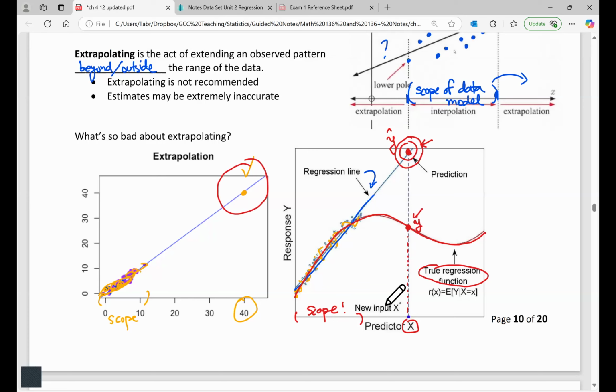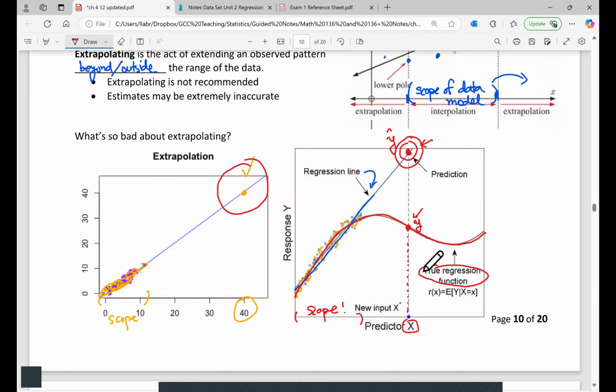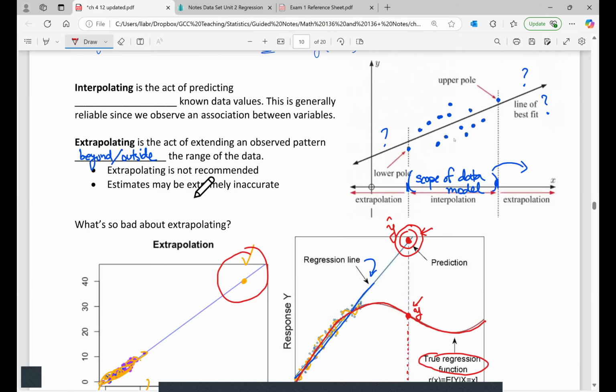So in general, try not to move beyond the scope of the data, because there is no way for us to know whether we're dealing with something that continues the pattern like on the left, or something that will deviate from that pattern that was observed earlier. So in general, try not to extrapolate. It's just not recommended. The estimates may be extremely inaccurate.